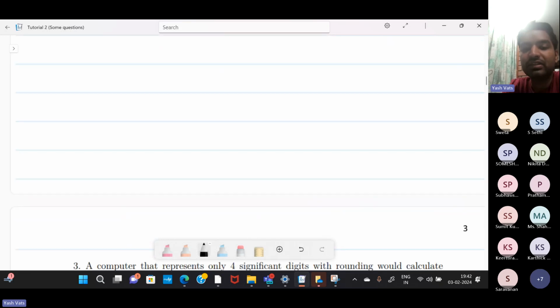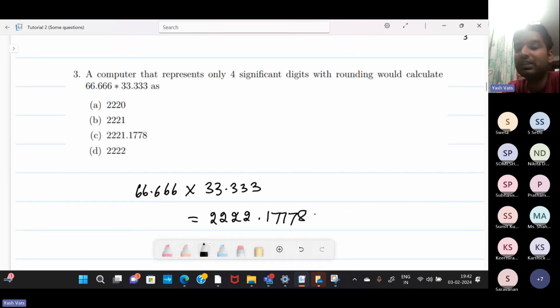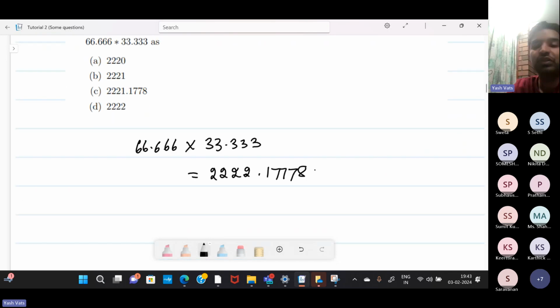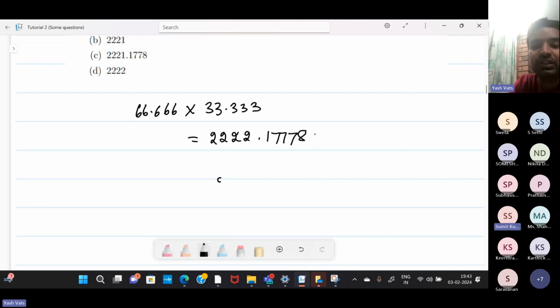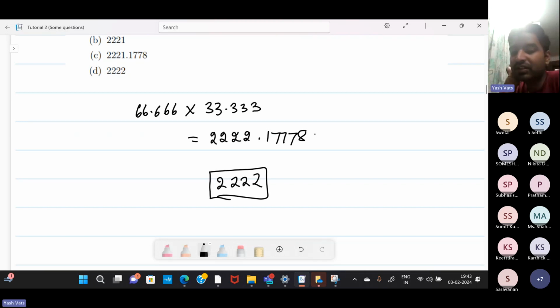But in this, it doesn't mean that. It means only 4 significant digits. So you just round the number to 4 digits. It doesn't mean up to 4 decimal places where you just need to do rounding. It is saying that up to 4 digits you need to do rounding. So what should be the rounding value up to 4 digits? It's 2222. That's it. So the answer should be D.